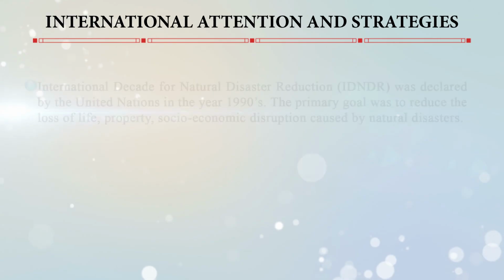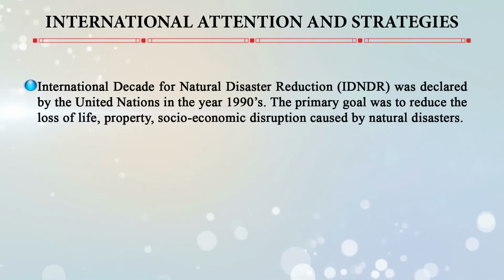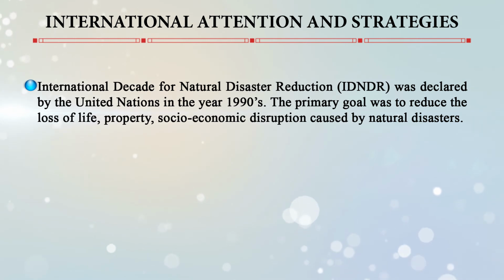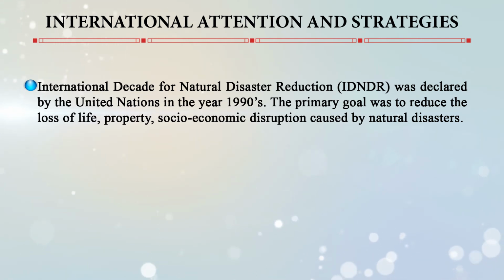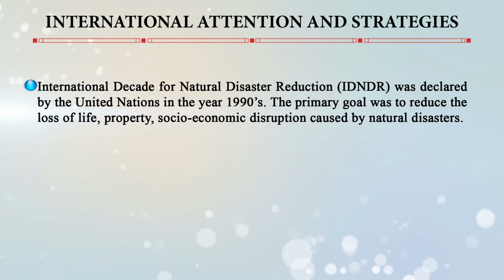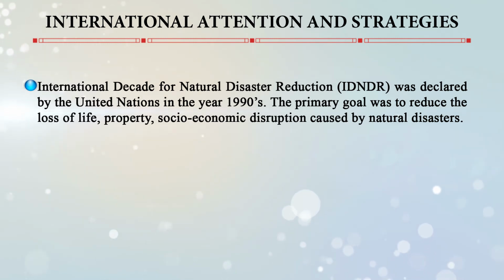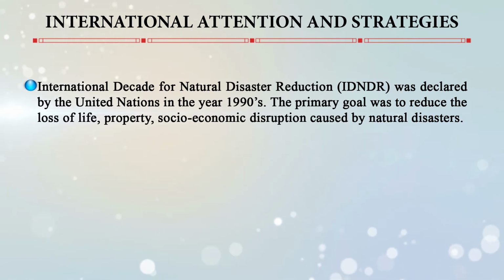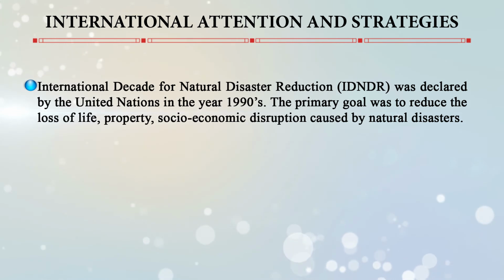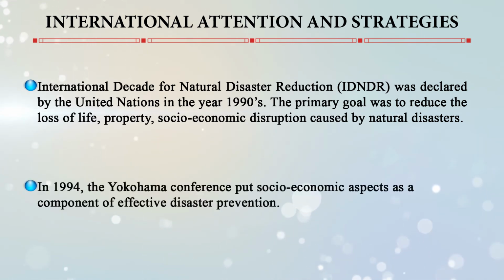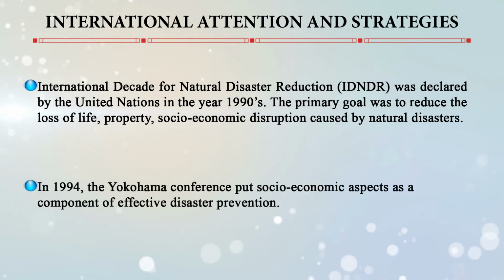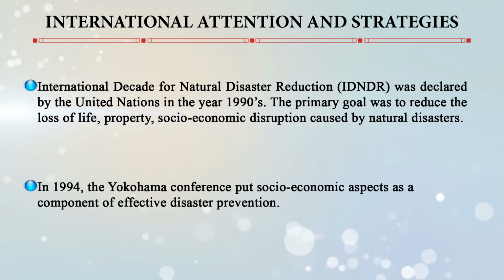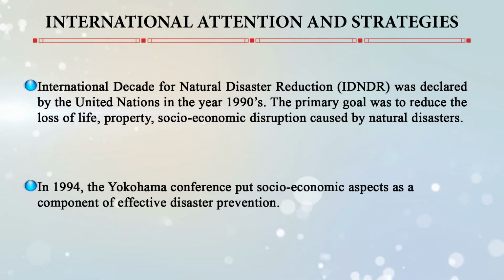Coming to the end of this module, you should also know the international attention and strategies. The International Decade for Natural Disaster Reduction was declared by the United Nations in the 1990s. The primary goal was to reduce the loss of life and property and the socio-economic disruption caused by natural disasters. In 1994, the Yokohama Conference put socio-economic aspects as a component of effective disaster prevention.